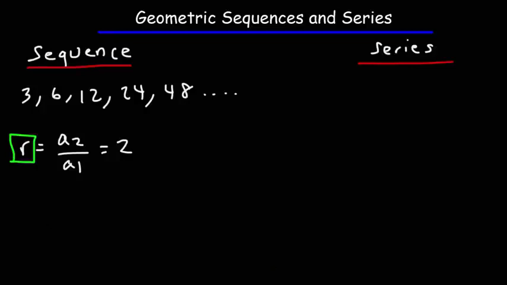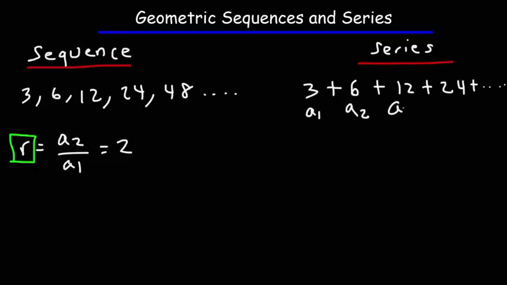So now that we know what a geometric sequence is and how to distinguish it from an arithmetic sequence, what is a geometric series? A geometric series is basically the sum of the numbers in a geometric sequence. So 3 plus 6 plus 12 plus 24 and so forth would be a geometric series. This is the first term, this is the second term, this is the third, and so forth.